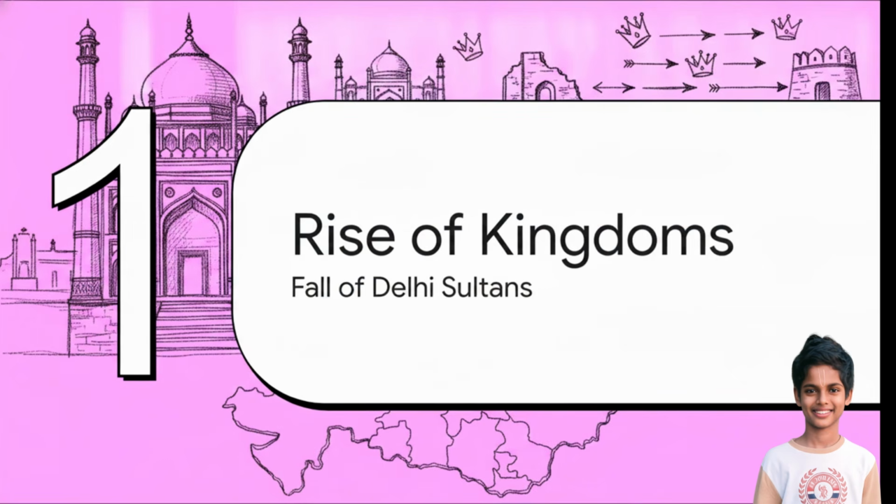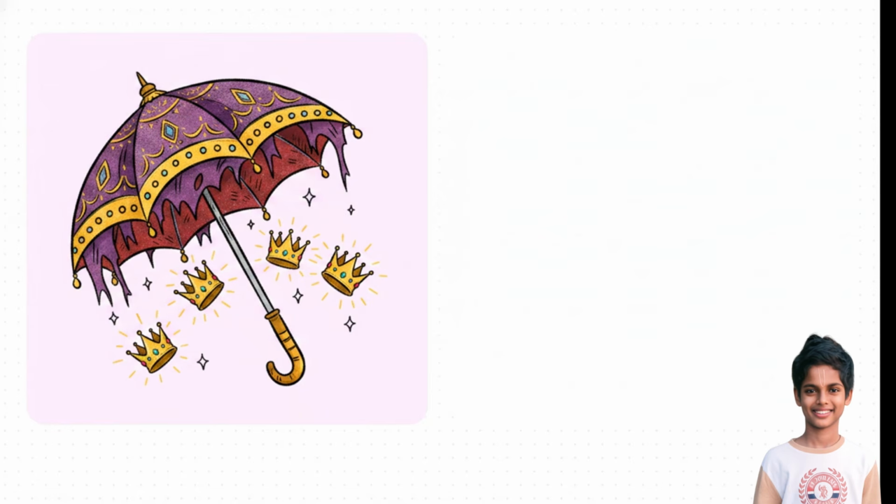Okay, let's set the stage with part 1, the rise of regional kingdoms and the fall of the Delhi Sultans. We really have to look at Delhi to understand what happened everywhere else. It's a classic case of cause and effect, right? During the later years of the Delhi Sultans, their central power just started slipping. Think of it kind of like a giant umbrella slowly folding up.